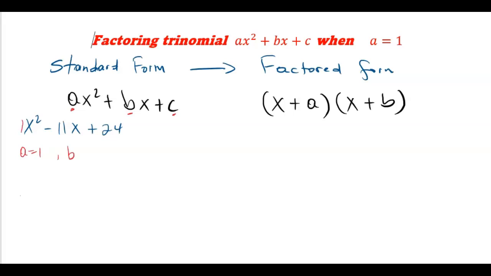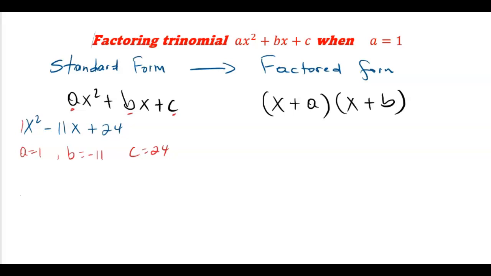B is the value in front of x, which is negative 11. And c is the number that stands by itself, which is 24. Now, we need to find two numbers that when you multiply them together, you get 24, and when you add them together, you get negative 11. So the product of these two numbers has to be 24, and the sum of these two numbers has to be negative 11.